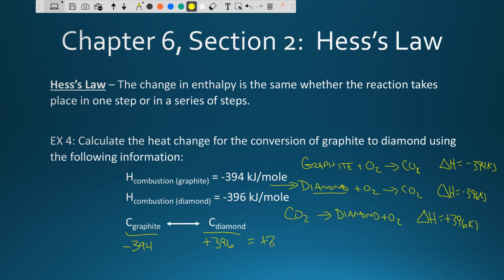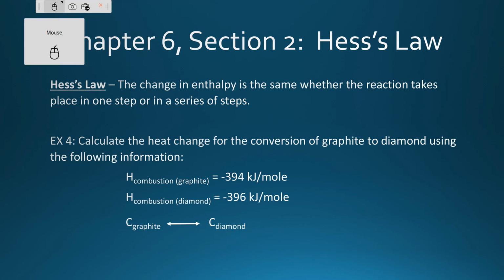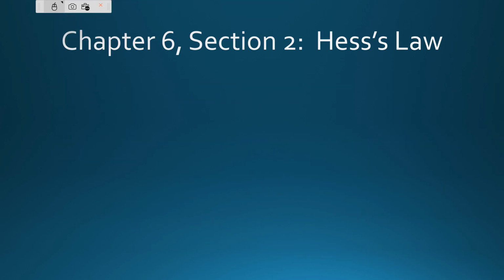Hess's law says you just simply add those up. You can see that we end up with a delta H of plus 2 kilojoules per mole. What that tells us is that this process is endothermic. It does require energy to get graphite into diamond, not as much as a person might think, but it does require energy. So that's the simplest example of Hess's law in place.